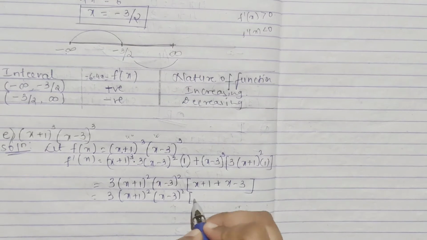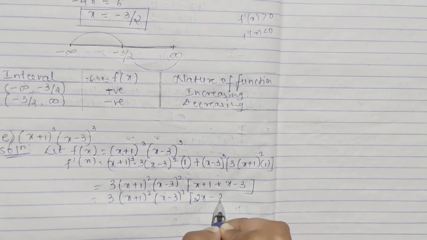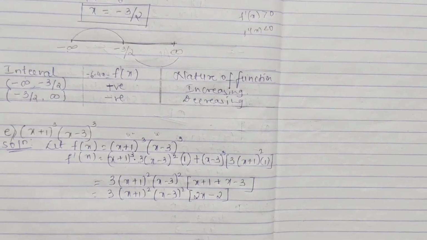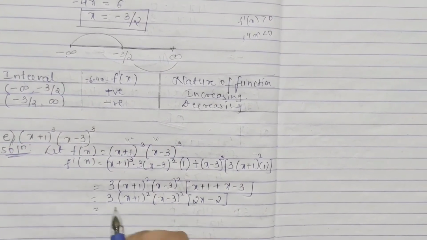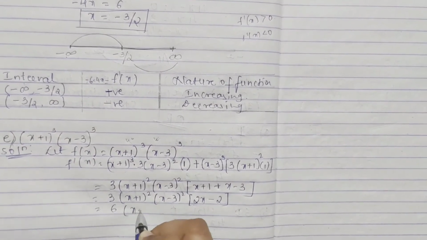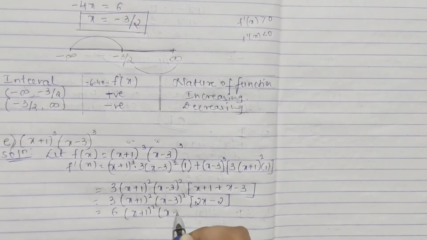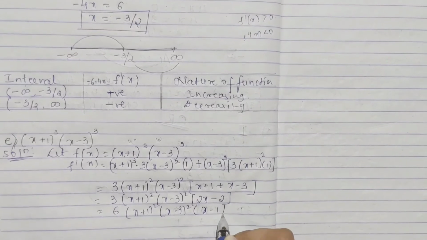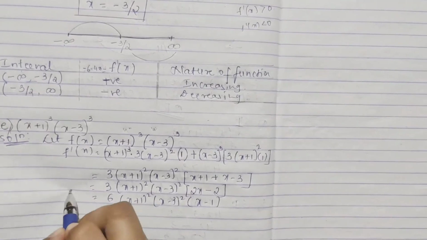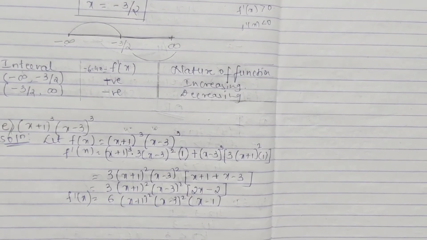So here I will have 2x minus 2, right? 2x minus 2. So again I can take 2 common. So 2 into 3 is 6, x plus 1 square, x minus 3 square, and since I have taken 2 common, I'll be left with x minus 1. Okay. So f dash of x you have got like this.